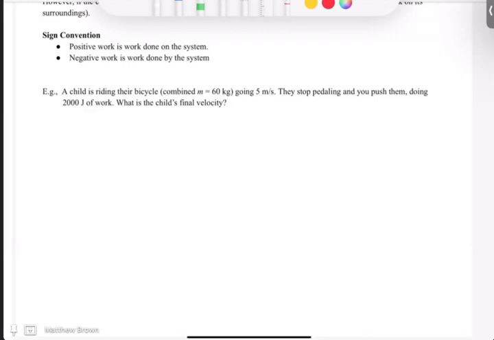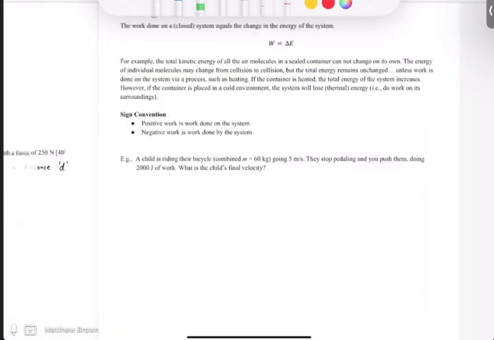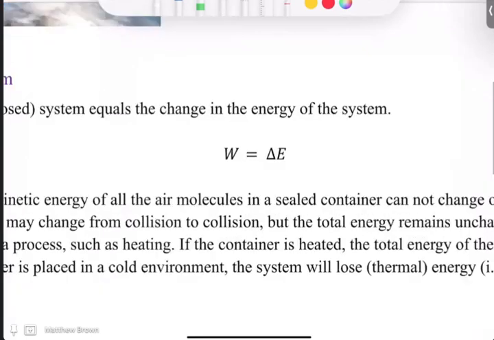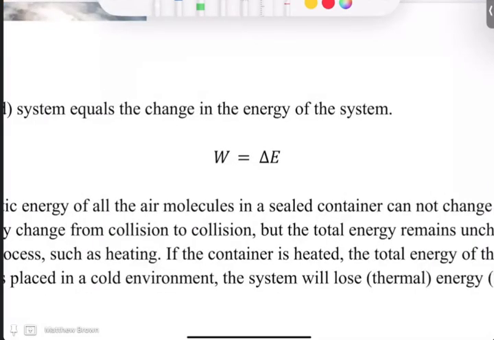Alright, I have an example for this. We have a child riding their bicycle. So the combined mass, so this is the mass of the child and the bicycle, going 5 meters per second. They stop pedaling and you push them, doing 2,000 joules of work. What is the child's final velocity? Right. And so here's the equation that we absolutely want, right? The work done equals the change in energy.